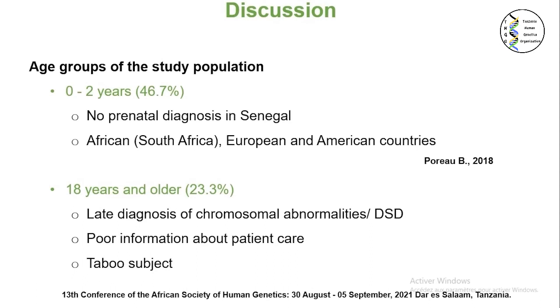The second age group, 8 years and older, represents 23.3% of our population. This shows that there is a late diagnosis of chromosomal abnormalities and also DSD because of the poor information the population has about patient care. A further reason is the fact that DSD are a taboo subject in our society.